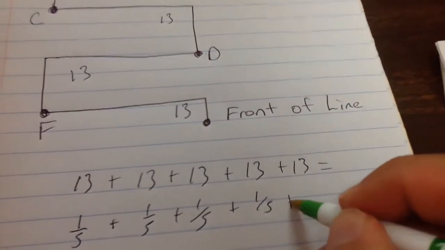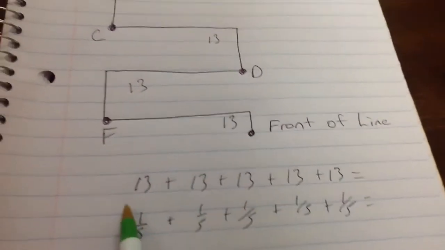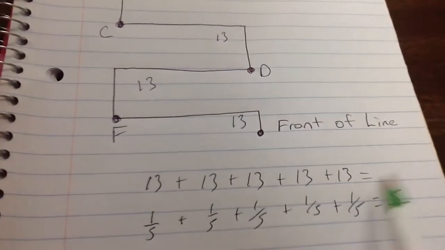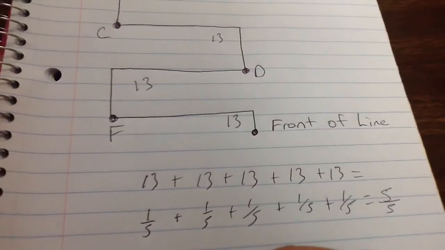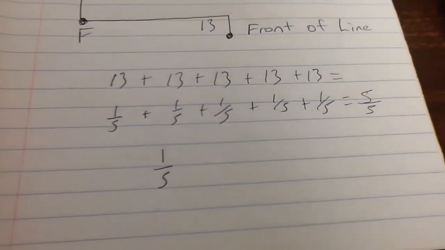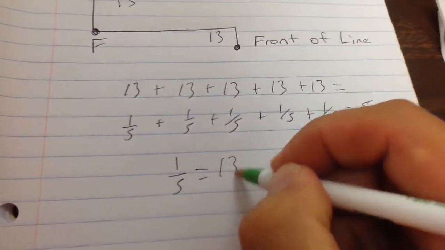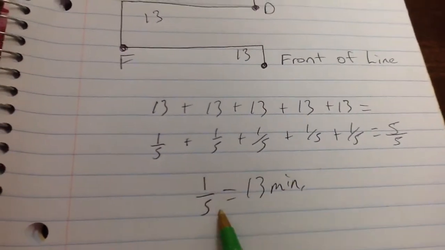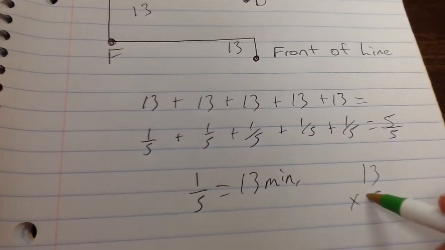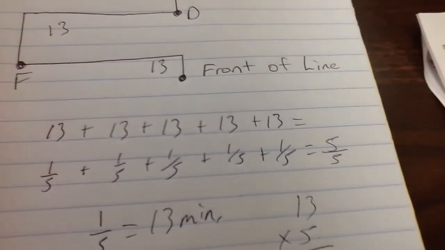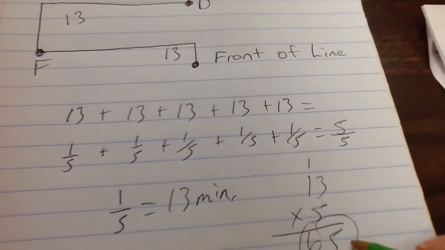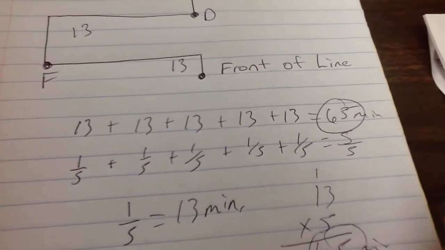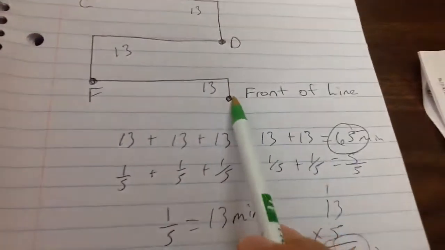Hope you guys can see this pretty good. If you add all these up, that is 5/5, so that's the entire route. And we know 1/5 of the route takes 13 minutes. So if there's 5 routes, it's going to be 13 times 5: 15, carry a 1, 65 minutes. So we know this is 65 minutes to go the whole way from point A to the front of the line.